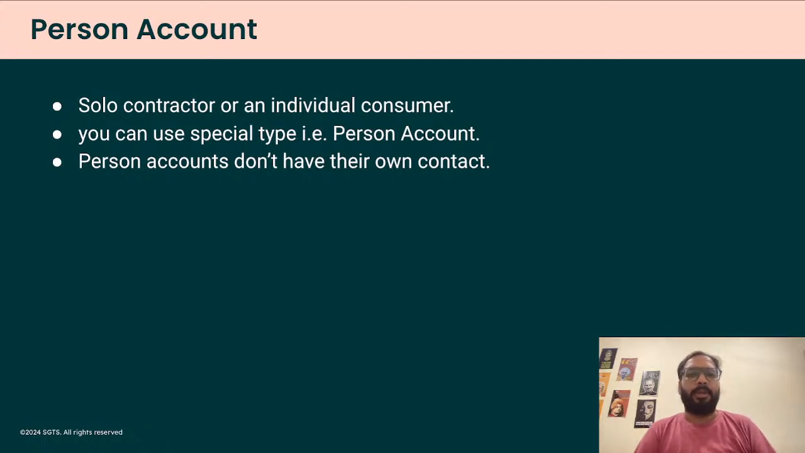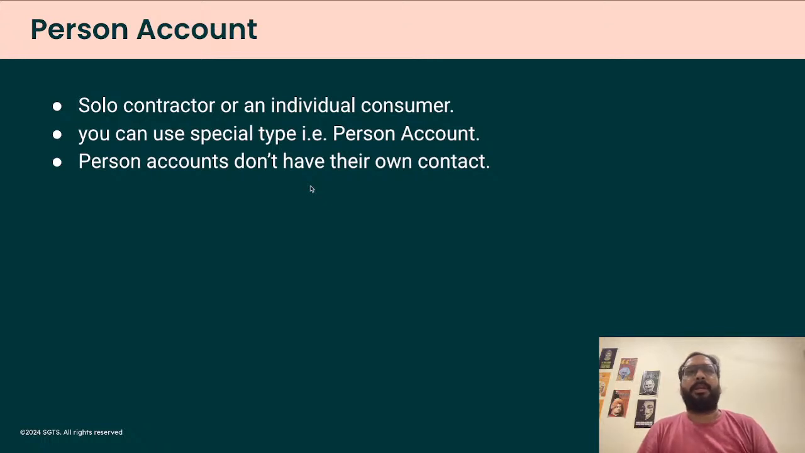So if you have a single entity who is running their own work, that person will be account and that person will be known as contact. So instead of creating account and contact separately, we have a new feature that is known as person account. Okay, so whenever you want to store information of solo contractor or an individual consumer, you can enable person account in your org and then you can store the information. Okay, so person accounts basically don't have their own contact.